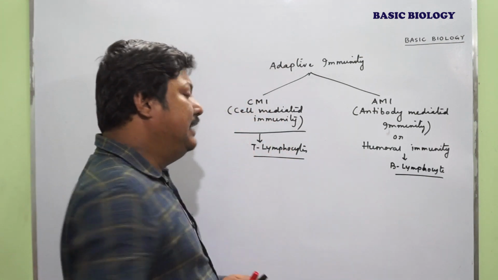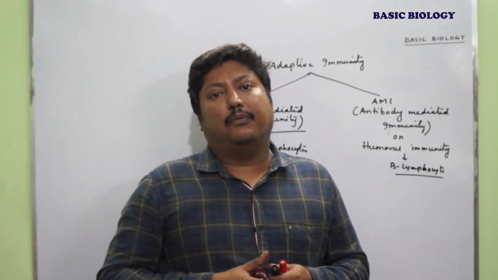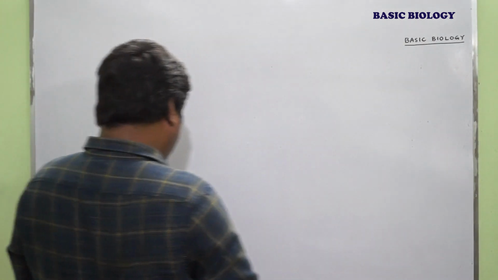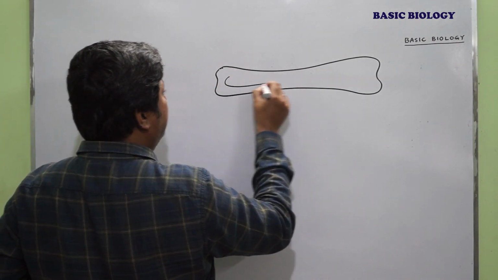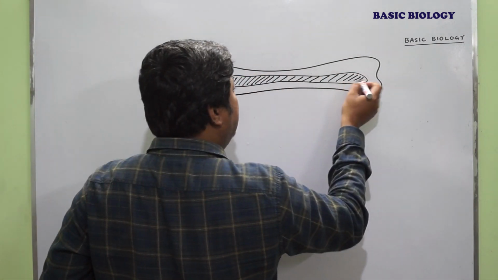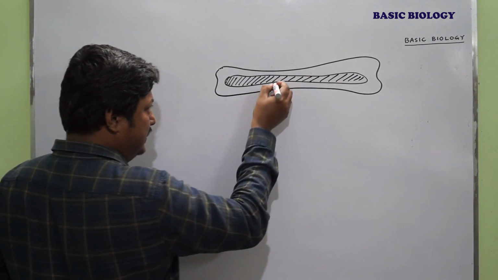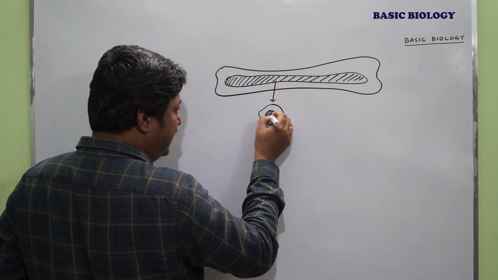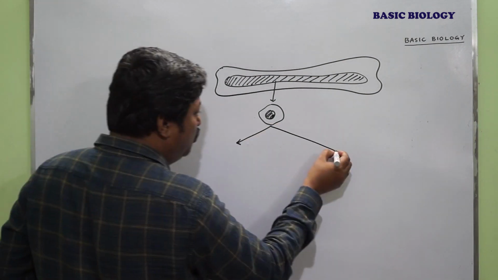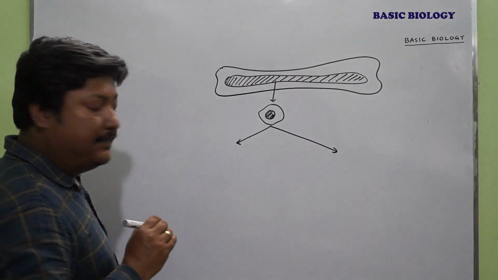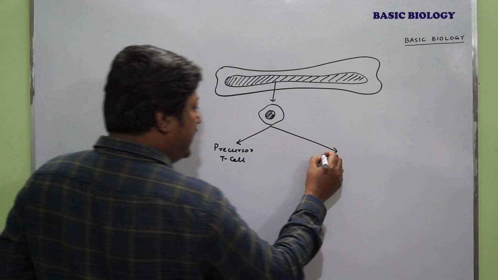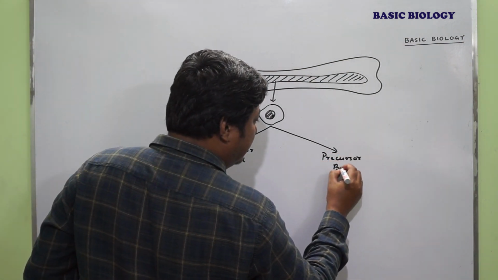So this T cell originates from the bone marrow. If we see the diagram, in bone marrow there are different types of stem cells, known as hemopoietic stem cells. This hemopoietic stem cell undergoes differentiation to form two kinds of cells. One is known as precursor T cell, another is known as precursor B cell.